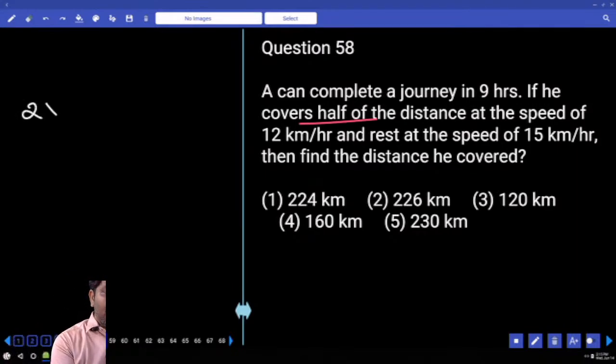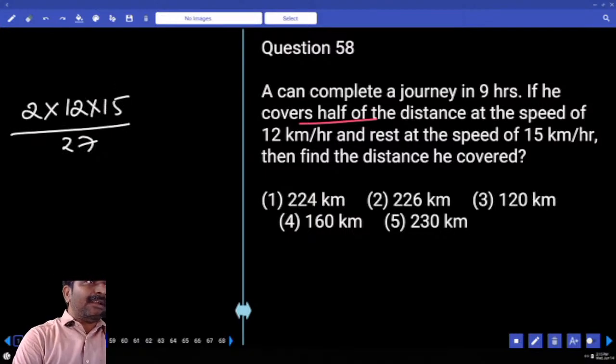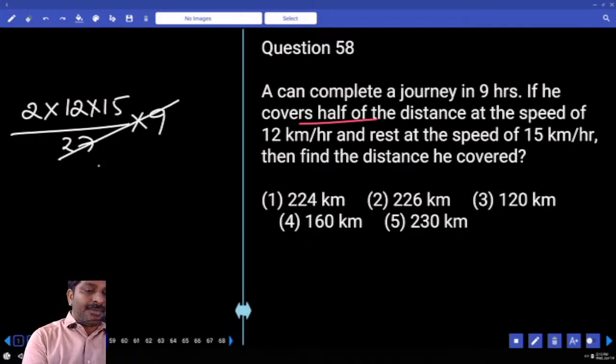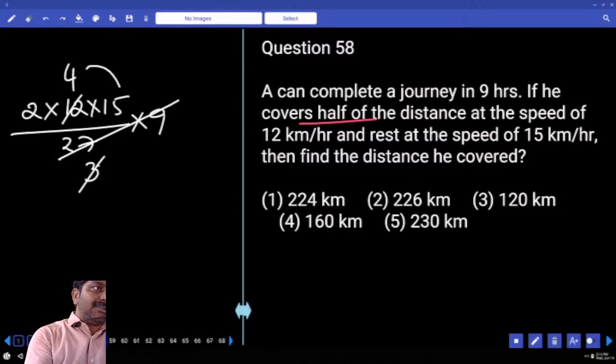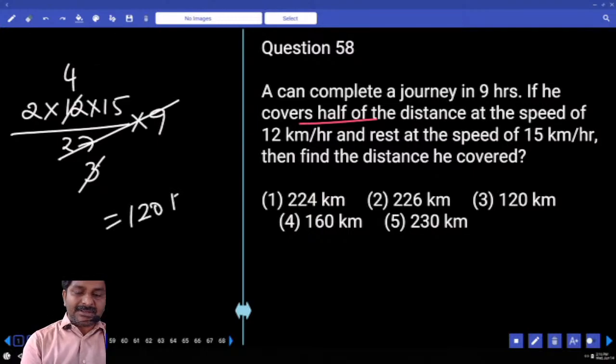2ab by a plus b. This is the average speed. Can I call it the overall speed maintained for the entire journey, and total speed multiplied by total time gives you total distance, right? 9, 3 times, 3, 4 times, 15 fourths, 60 into 2, 120 kilometers.